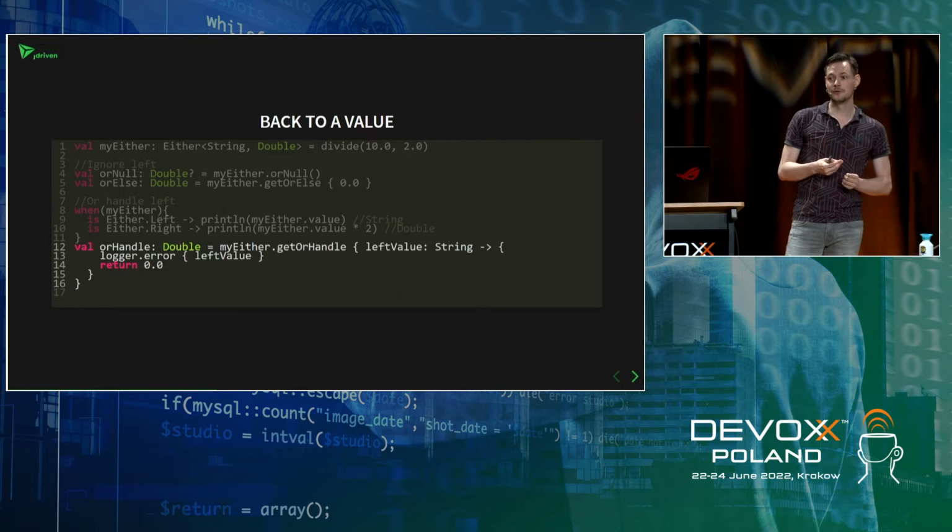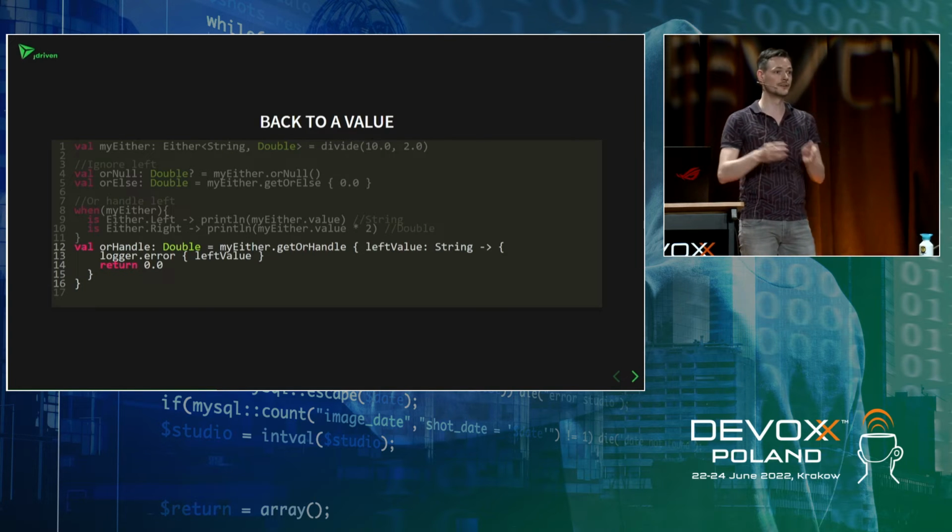And lastly, what we can do is do a get or handle, which is basically where we try to recover from being a left and turn it into a right. Well, in this particular case, I couldn't really turn a string into a double, so we just log an error and return 0.0.